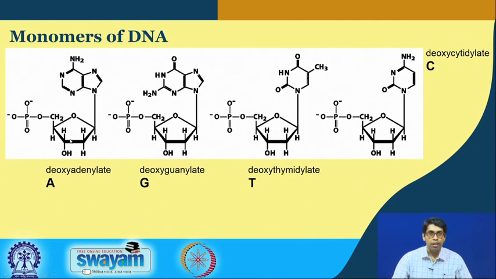In case of RNA, this sugar is ribose and it has a hydroxyl group at this 2nd position. There are 4 types of monomers in case of DNA, and these 4 monomers differ in the nitrogenous base. So, this is adenine, guanine, thymine and cytosine. The rest of the nucleotide is exactly the same.